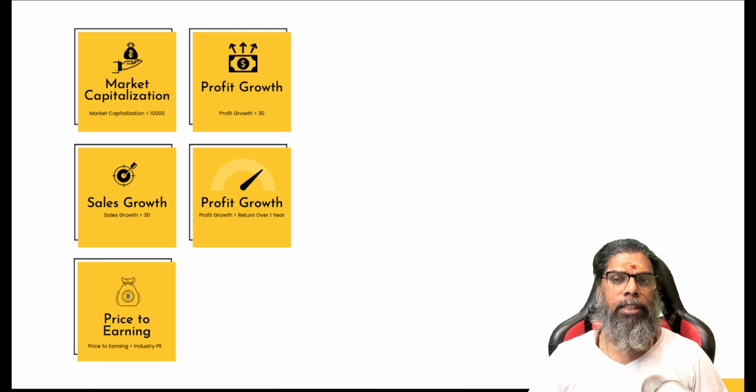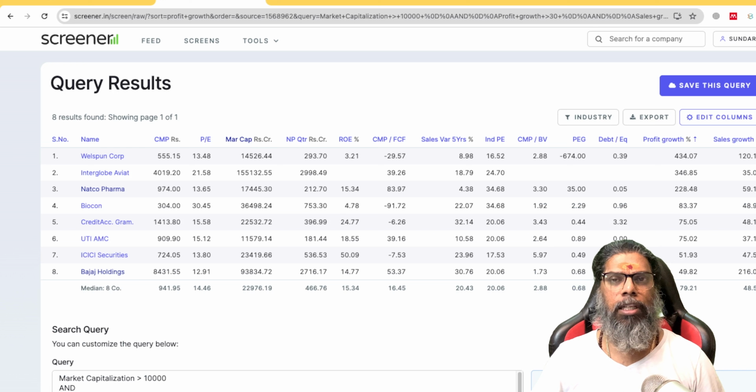These are the queries which I mentioned: market capitalization greater than 10,000 crores, profit growth greater than 30%, sales growth greater than 30%, profit growth greater than return over 1 year, and the PE less than industry PE, right? Using this, if you run the script, you get the list of stocks over here. These 8 stocks are currently growth stocks, but they are trading at an undervalued stage.